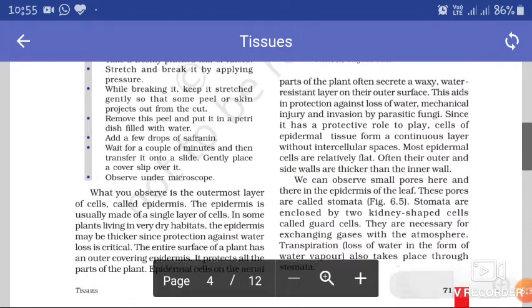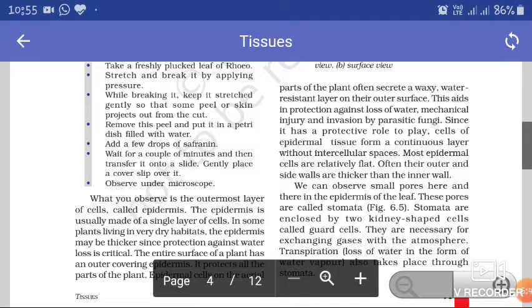Epidermal cells on the aerial parts of the plant often secrete a waxy water-resistant layer on their outer surface. This aids in protection against loss of water, mechanical injury and invasion by parasitic fungi. Since it has a protective role to play, cells of epidermal tissue form a continuous layer without intercellular spaces. Most epidermal cells are relatively flat. Often their outer and side walls are thicker than the inner walls.